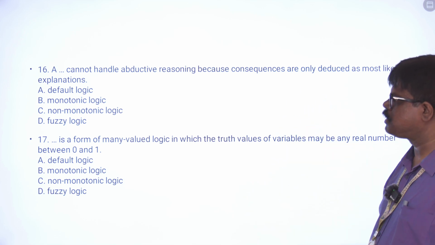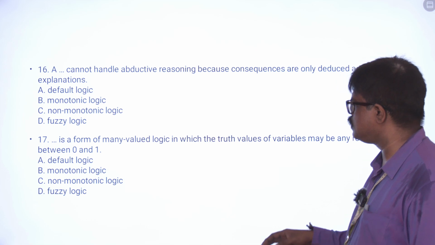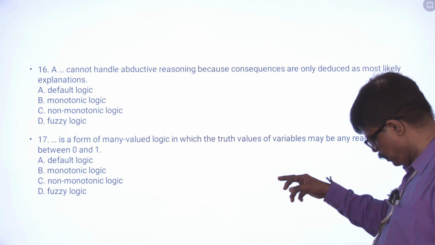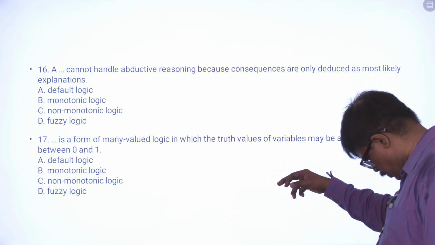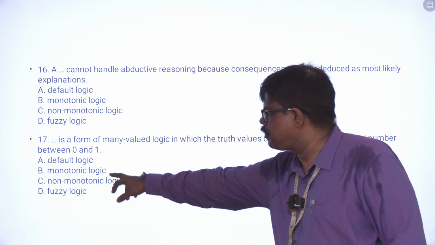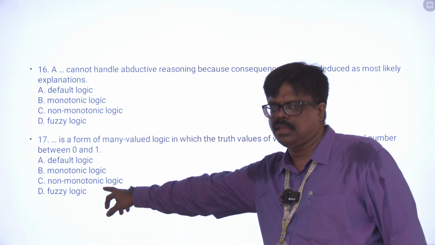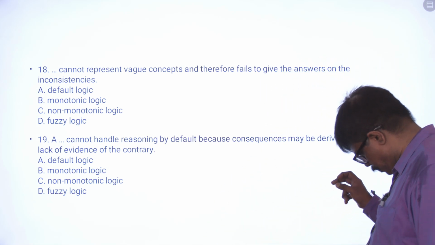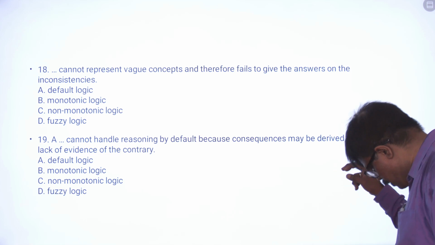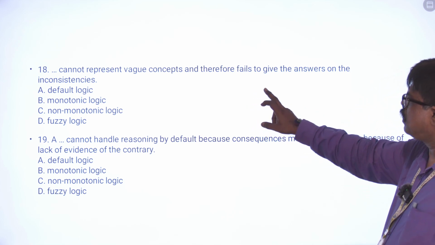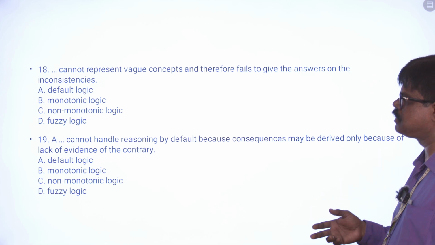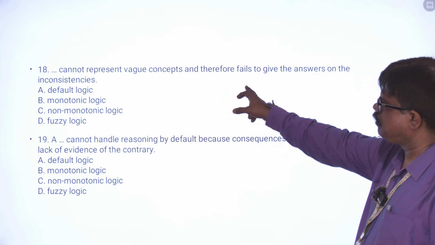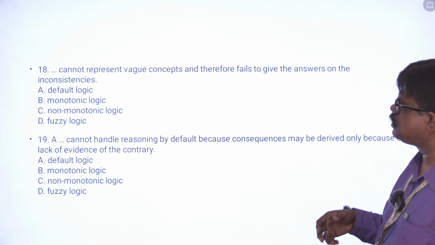Next question is, dash is a form of many-valued logic in which the truth values of variables may be any real number between 0 and 1. So this solution is fuzzy logic, because if you have binary digits 0 and 1, automatically the solution will be fuzzy logic. Next one: dash cannot represent vague concepts and therefore fails to give answers on inconsistency. The solution is again fuzzy logic. It cannot give the vague concepts, and therefore it fails to give the answers.